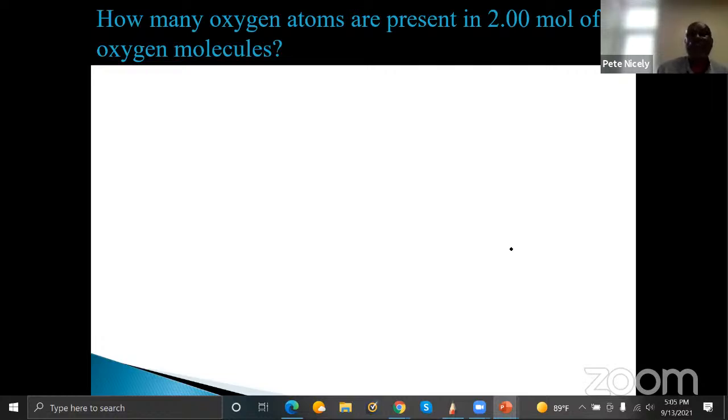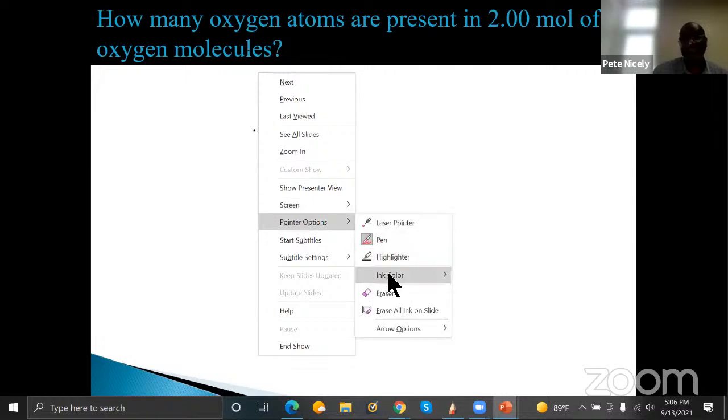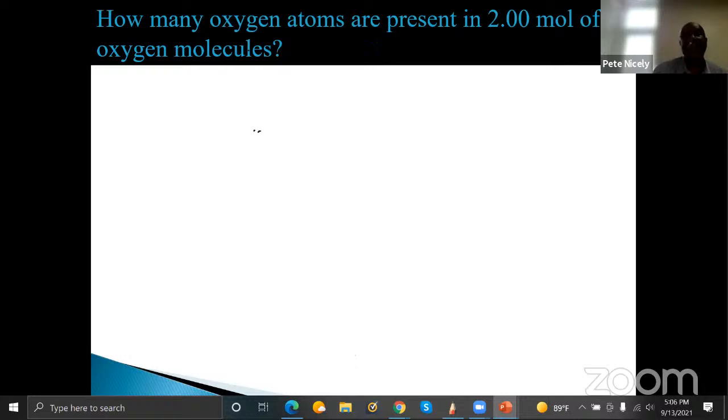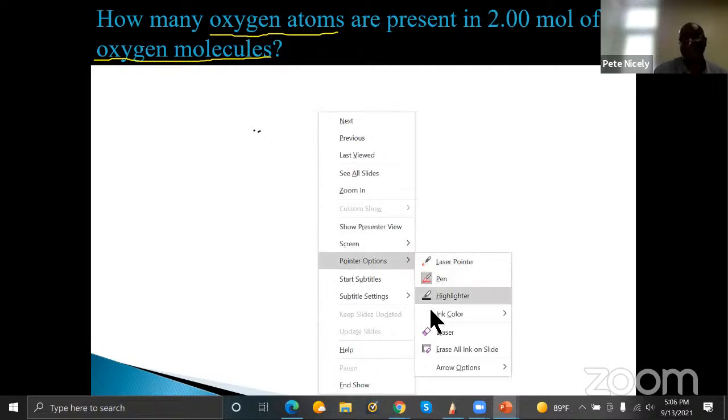Okay, so this question says, how many oxygen atoms are present in 2.0 moles of oxygen molecules? Now, this question, you have to be very careful in doing it, because, let me see if I can underline the important part of this question here. Okay, you'll notice the question says how many oxygen atoms are present in 2.00 moles of oxygen molecules, right? Very important. So let me change my ink color here, back to black.